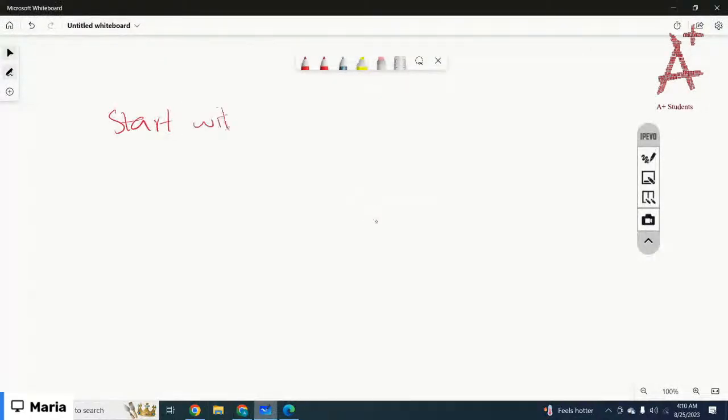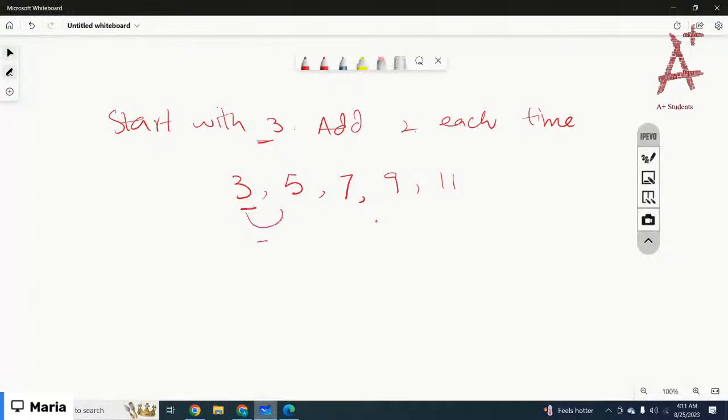Start with 3, add 2 each time. That means the first number of the sequence is 3, right? So it would be 3. For the next term, you have to add 2. 3 plus 2 makes 5. 5 plus 2 makes 7. 7 plus 2 makes 9, right? 9 plus 2 makes 11. That's how you can write the numbers. You have to start with 3. For each next number, you have to add 2, right? So that means the numbers in the sequence are 3, 5, 7, 9, 11, right?